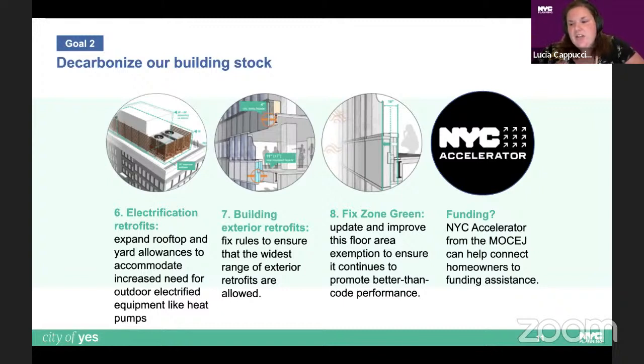And with regards to costs and implementing these retrofits, many funding sources at the federal, state, and city level are available. The New York City Accelerator is a program run out of the Mayor's Office of Climate and Environmental Justice that can help connect property owners with technical and financial support if they seek to do these retrofits.